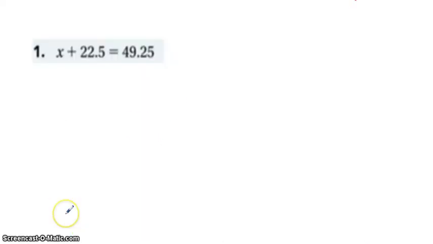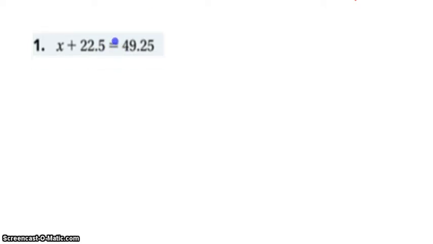All right, now we're just going to simply apply that same knowledge to a basic equation. So in this equation, we have x plus 22.5 equals 49.25. So first things first, we're going to draw the line to show both sides of the equation need to be balanced at the equal sign. Okay, and then I'm going to look here. Right here, x plus 22.5 equals 49.25. So I need to find what the difference between 49.25 and 22.5 is, and that's going to equal x.